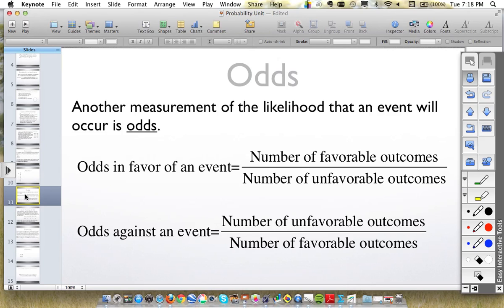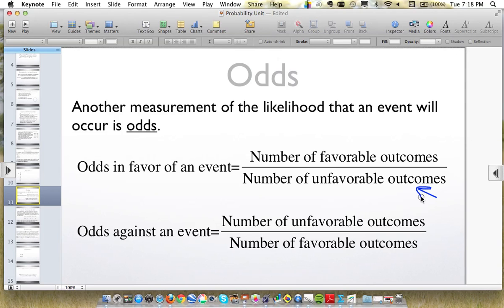Remember before I mentioned that we were going to be talking about odds. Odds is another measurement of likelihood that an event will occur, but it's not the same thing as probability. The reason why is, look at the two formulas we're using. Odds in favor of an event. When we talk about the probability of an event occurring, we always look at the favorable outcomes. So odds in favor of an event are pretty similar, where the numerator is the number of favorable outcomes, but the denominator is the number of unfavorable outcomes, so the things we don't want to happen.